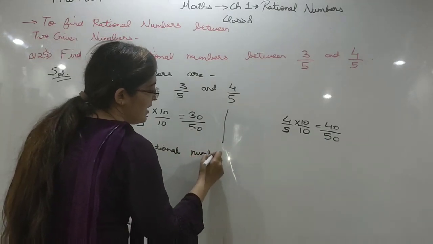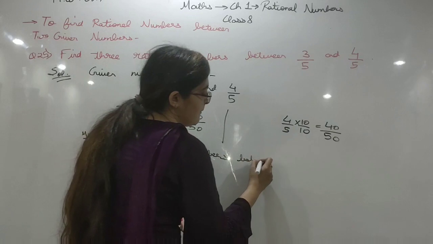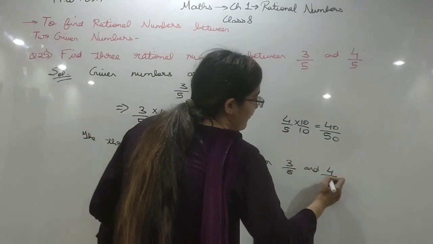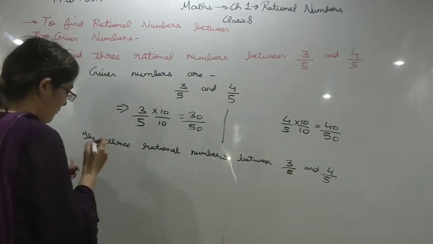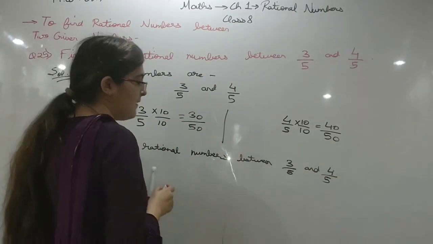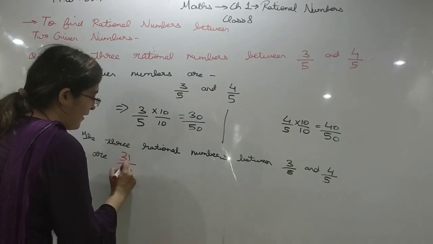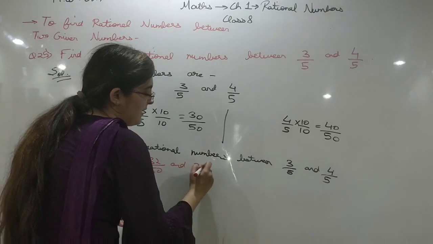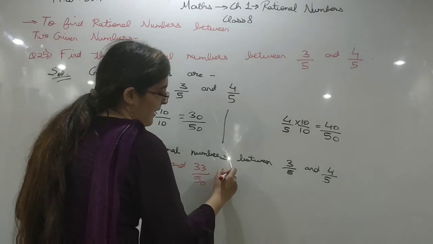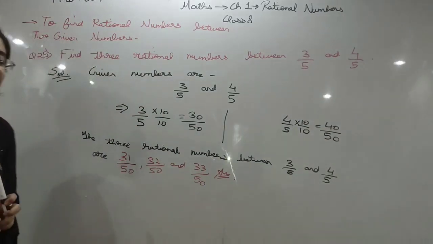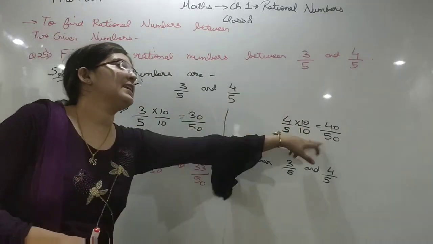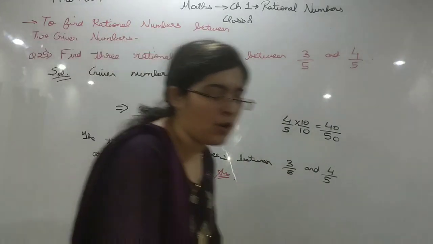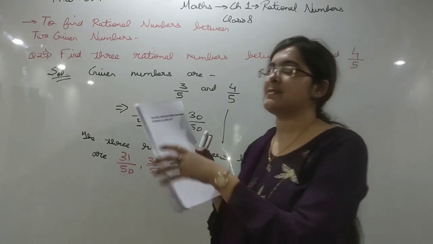The three rational numbers between 3 by 5 and 4 by 5 are, you can take any numbers, okay? I am taking 31 by 50, 32 by 50 and 33 by 50. Answer. Understood, students? How we have done? We have taken three numbers between them. Okay, now note it down in your copy. Here the space is given.